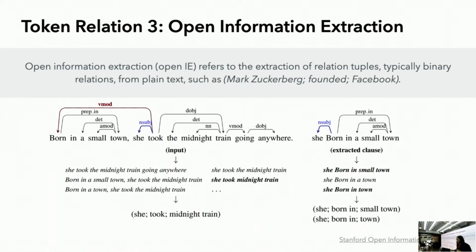Another quite important task that is not solved by ChatGPT type of models is called open information extraction. Sometimes we call it open IE. This refers to the extraction of relation tuples. Typically, you may have binary relations in this kind of tuple. For example, if we have something like "Mark Zuckerberg founded Facebook," then we could represent that information through these tuples here.